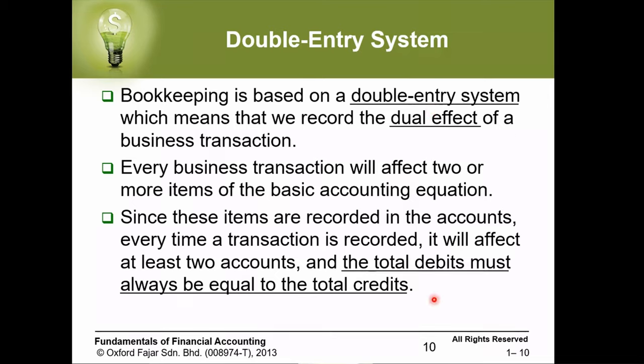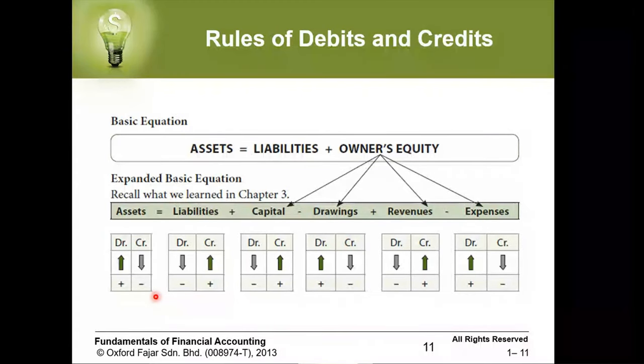When we say the total debits must always be equal to total credits, here I'm going to explain to you what debit and credit mean. Here is what we call the book of the accountant. This slide, you have to memorize it, same as you memorize your name. Each one of those accounts, each one of those categories, when it increases, does it go to debit or credit? When it decreases, does it go to debit or credit? You have to keep it in your mind.